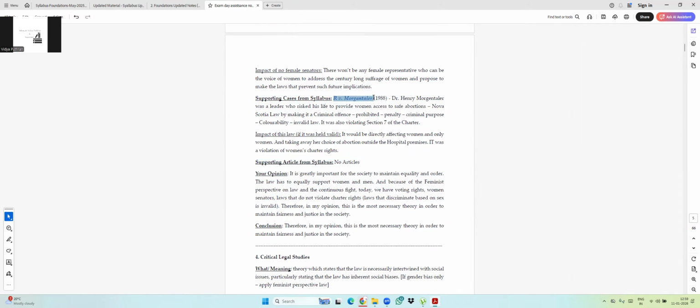Then there is the syllabus case law, R versus Morgentaler. What happened here? The impact of this law, if it was held valid: in that case they held that the law was not valid because it was in violation of section 7, right to life, liberty, and security. It would be directly affecting women, and only women, if it was held valid. It won't affect men, right?